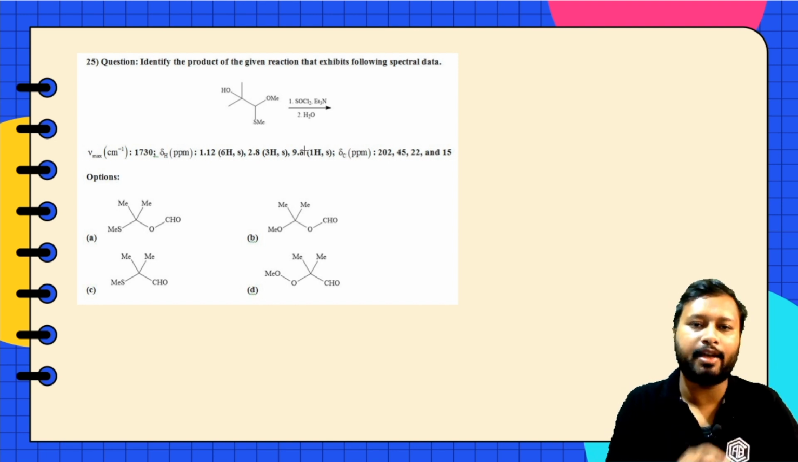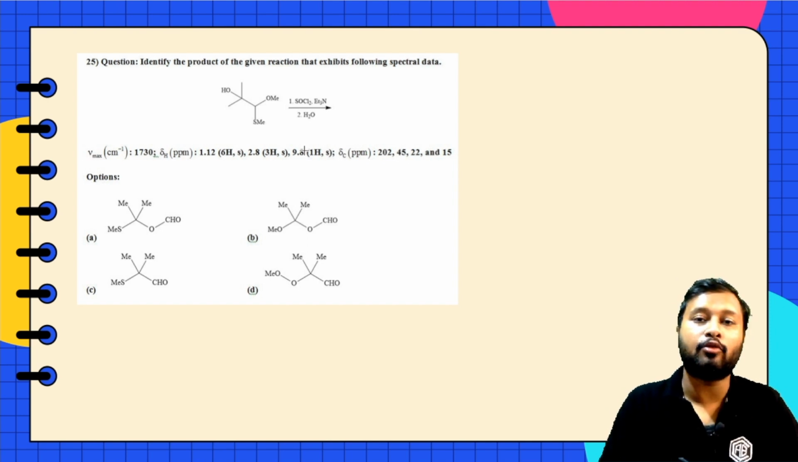So see, again, this is a typical example where neighboring group participation and all will happen, and there will be a hydrogen abstraction followed by an intramolecular nucleophilic attack to give the correct answer. I'm not going into the organic reaction or the mechanism of it, just so that I don't make this question seem so difficult that if someone sees the solution they feel, oh, it's so difficult to approach. I will give you an easy way to do these types of questions.